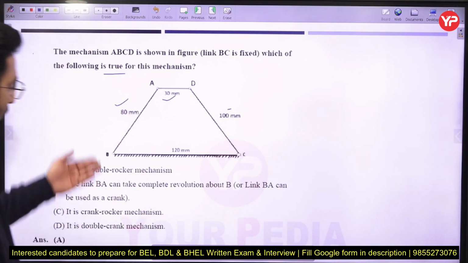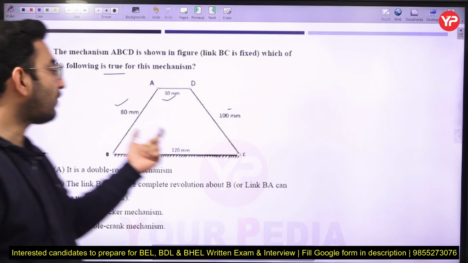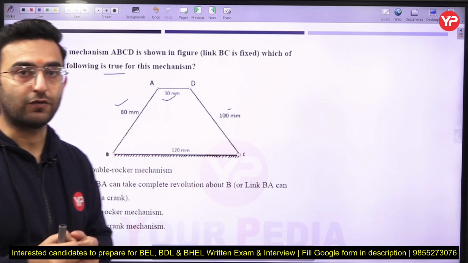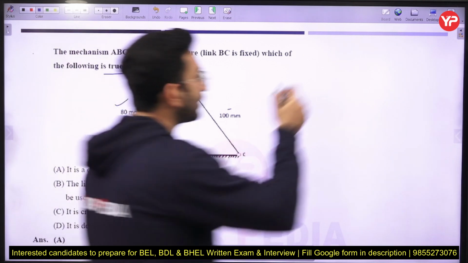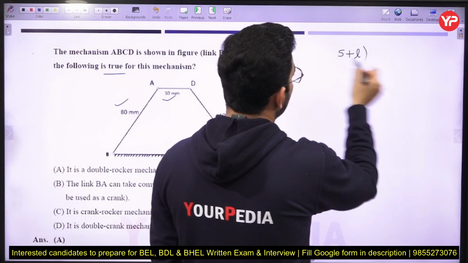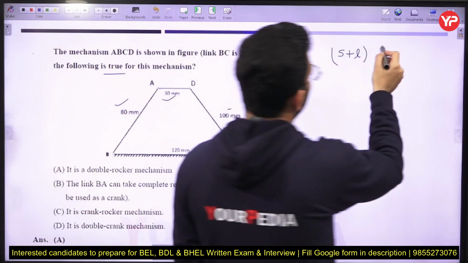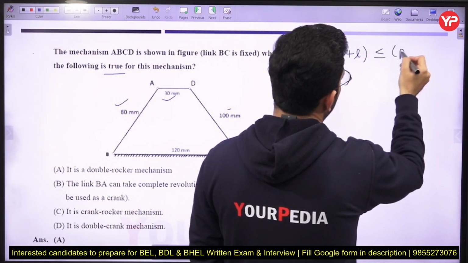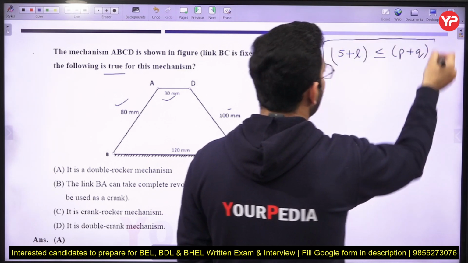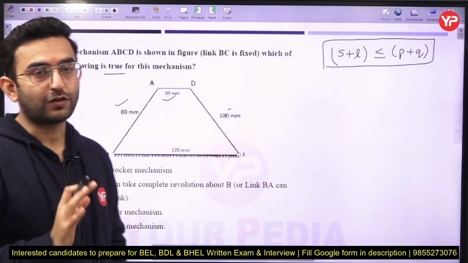So if you go through all of those statements, it is basically asking what type of inversion this is. In this type of question, first of all you have to verify the Grashof law. What is the condition of the Grashof law? The Grashof law states that the sum of the shortest and the longest link in a mechanism has to be equal to or less than the sum of the other two links. So that is the condition of the Grashof law. If this condition is satisfied, we can say the Grashof law has been satisfied.